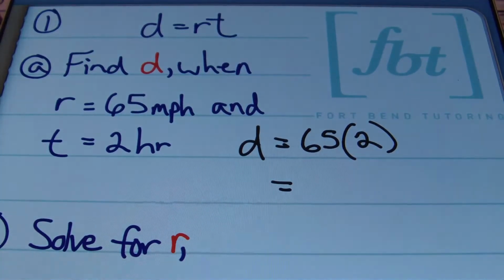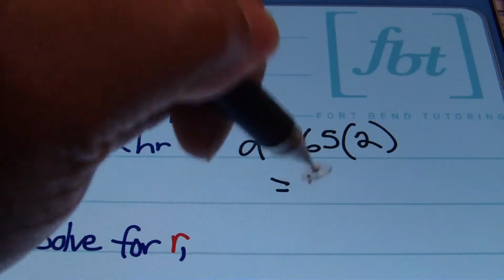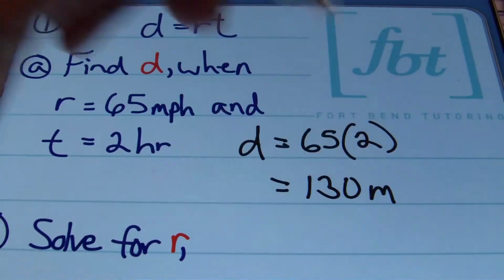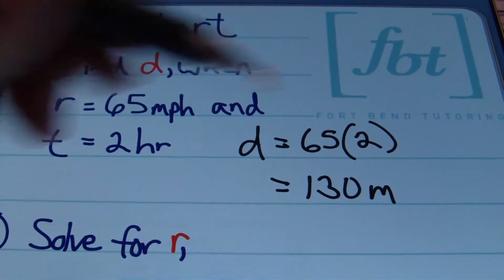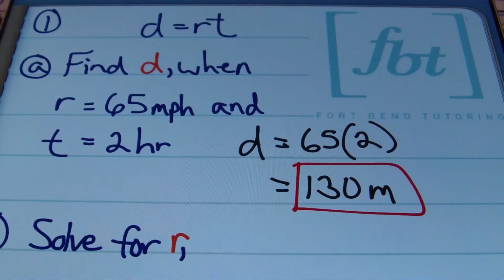Alright, so you simply plug in the values and then do the operations that the formula is asking you to do. So 65 times 2 is 130, so I end up with 130 miles. Alright, that's it, ladies and gentlemen. You got it. Let's go ahead and box up this answer here. Box it. You got it. Done and done. That's part A.